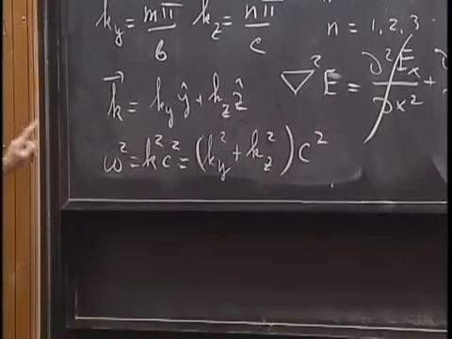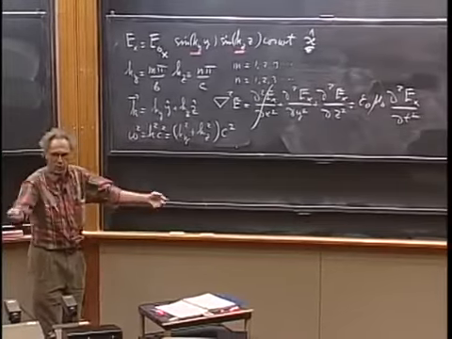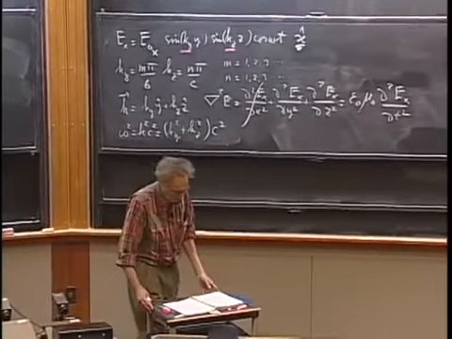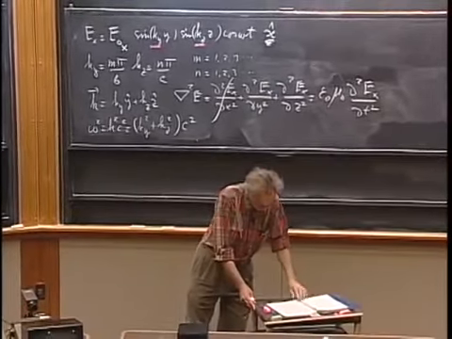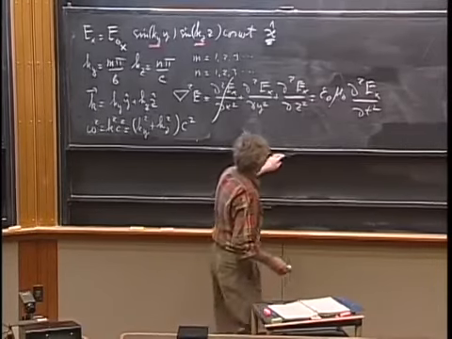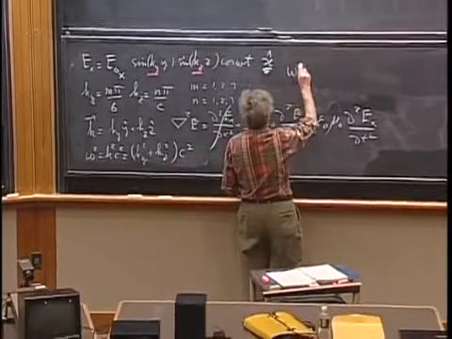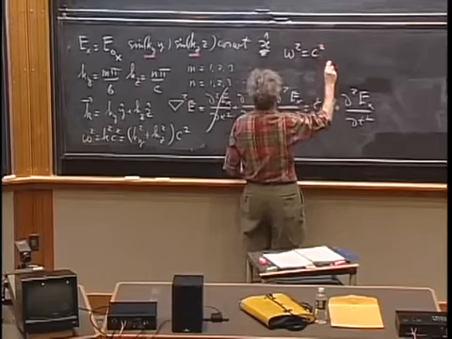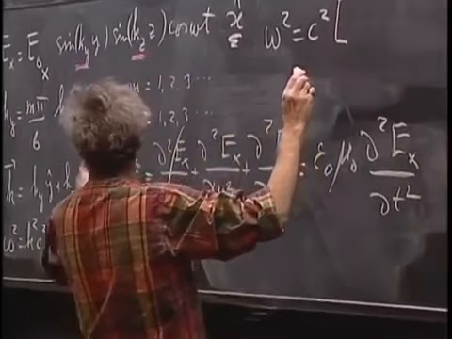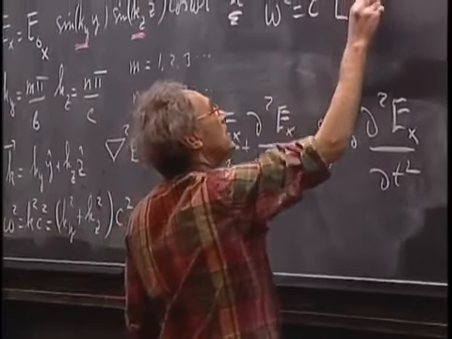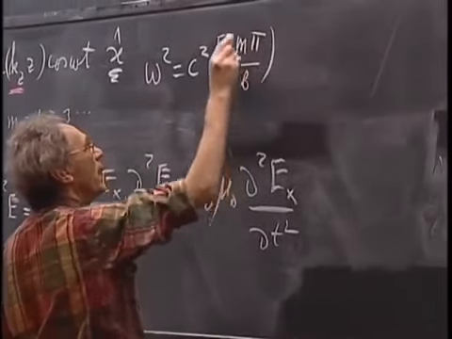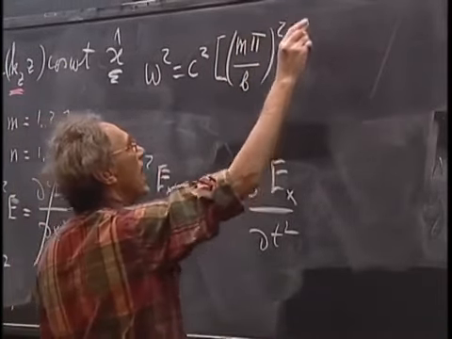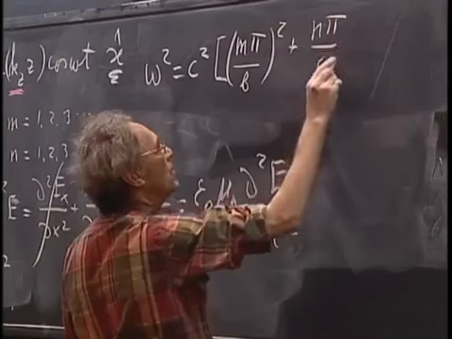But my ky and my kz are quantized because they are now only allowed for certain values. And so I can write there now that omega squared is then c squared times, and I get m pi over b squared plus n pi over c squared.